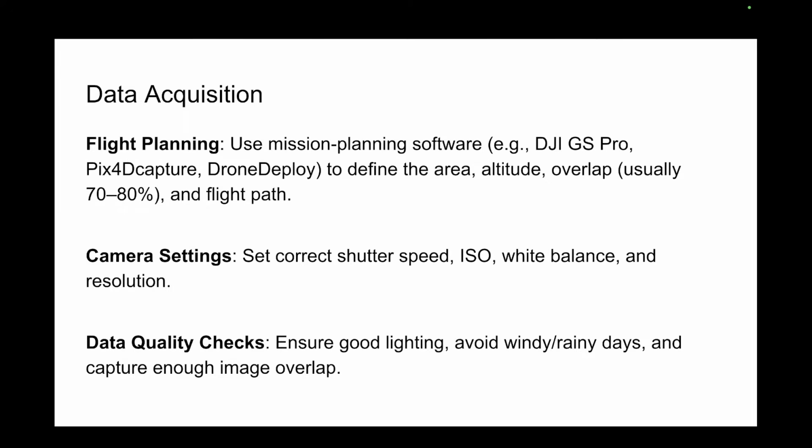And how can I acquire the data? It's very important. We can use different types of drone mission planning software, such as DJI GS Pro, which is one kind of software, or Pix4Dcapture, which is another type of software for flight planning, or DroneDeploy. This type of software is mission planning software to define the area, the altitude, the overlap, and also the flight path. Usually we take 70% to 80% overlap. So suppose I have a drone.